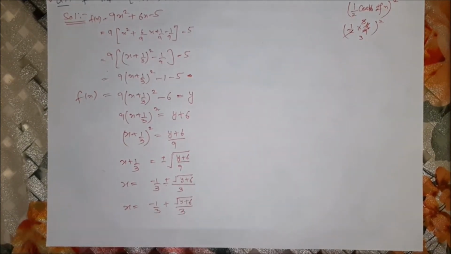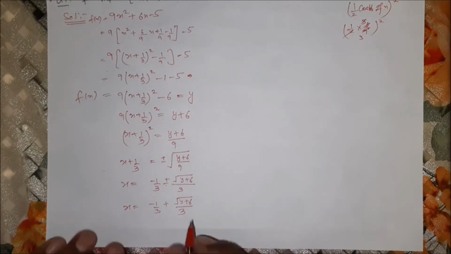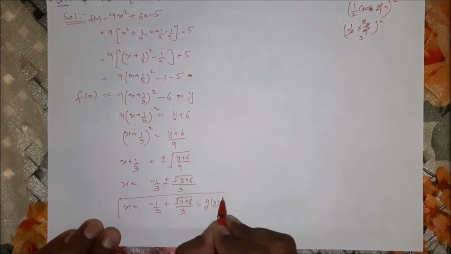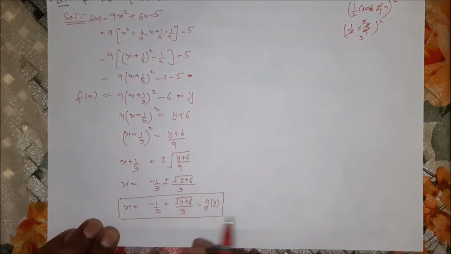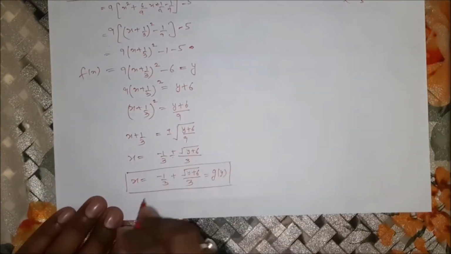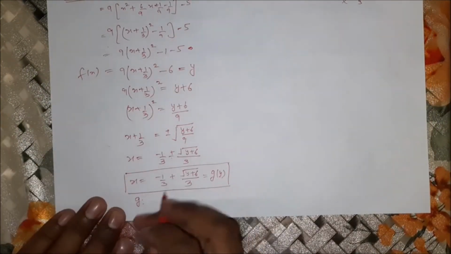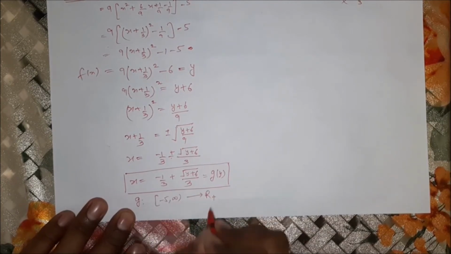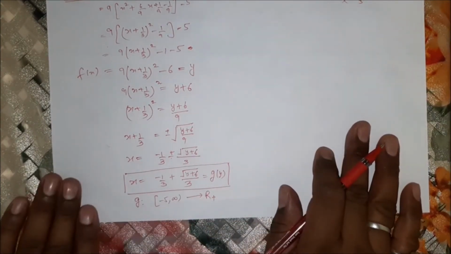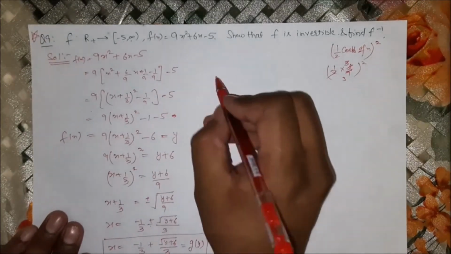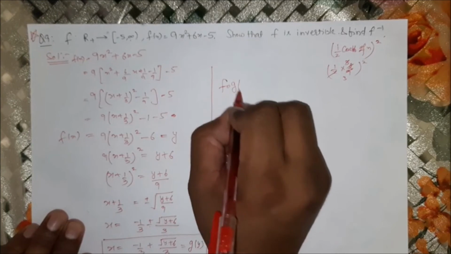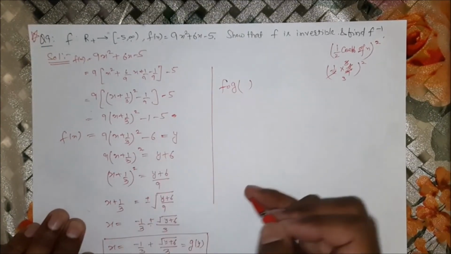If you take LCM, that also you can do. Now this is considered as g(y), remember. And now we will define g. g is from the reciprocal of that, which is [-5, infinity) to R positive. Now what we will do, we will find fog and gof and check whether they are identity functions or not. fog as well as gof.